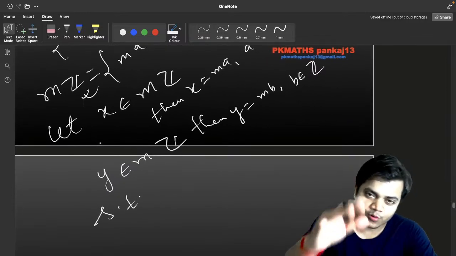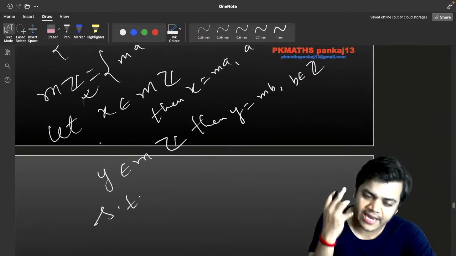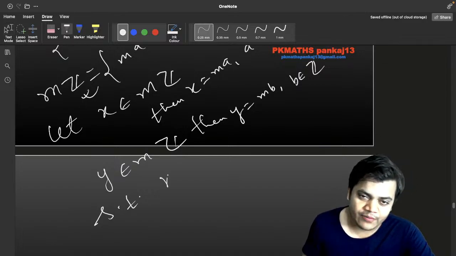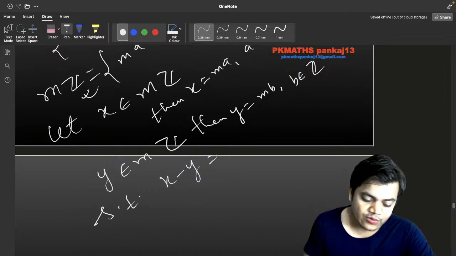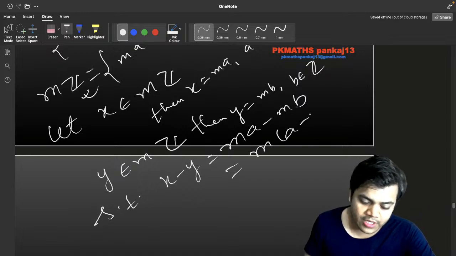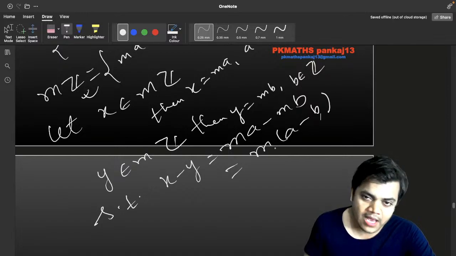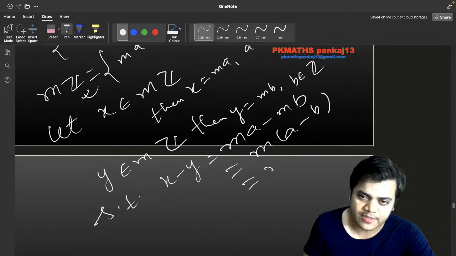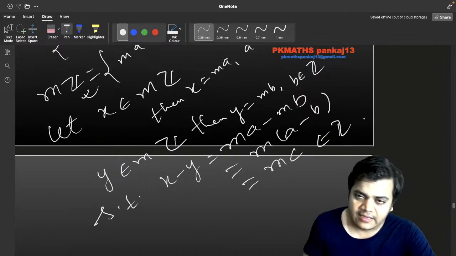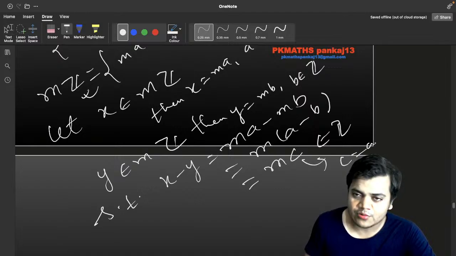So certainly we are going to satisfy the subgroup criteria with respect to addition, and that's why we will take x minus y. So this x minus y will be m into a minus m into b, and it will be written as m into (a minus b). If we write this a minus b as c, then certainly this belongs to Z, as this c, equal to a minus b, is also an integer.